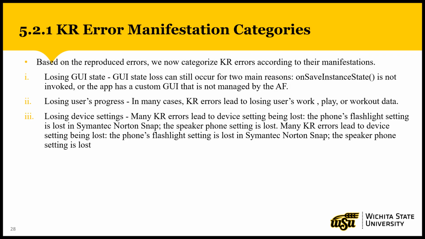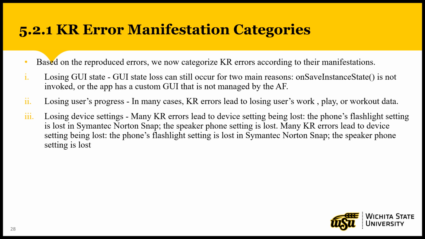Error manifestation categories. Based on the reproduced errors, we now categorize the KR errors according to their manifestations. They are losing GUI state, losing user's progress, and losing device settings. Let us see losing GUI state. While Android supports saving GUI state across restarts via the default implementation of onSaveInstanceState, GUI state loss can still occur for two main reasons. The first is that the onSaveInstanceState method is not invoked, or the app has a custom GUI that is not managed by the application framework.